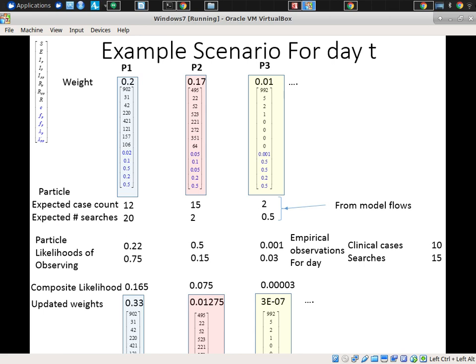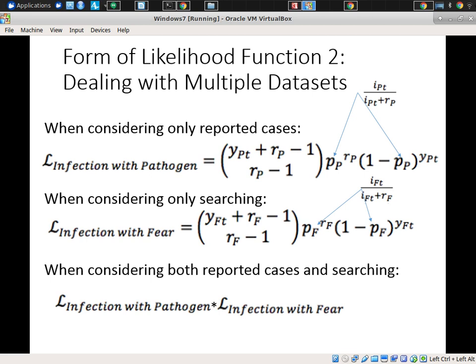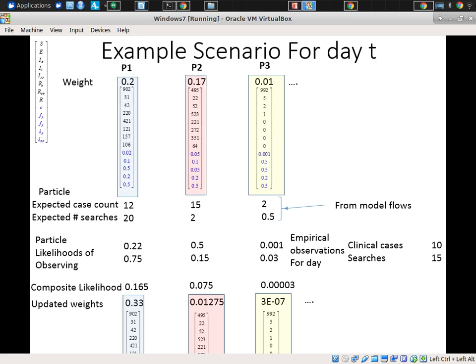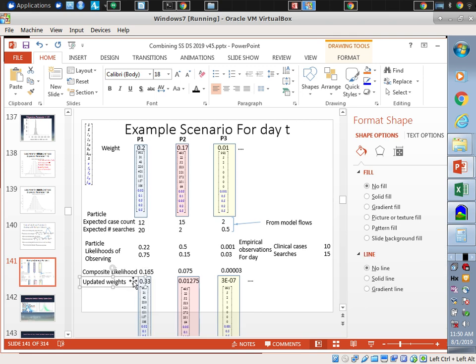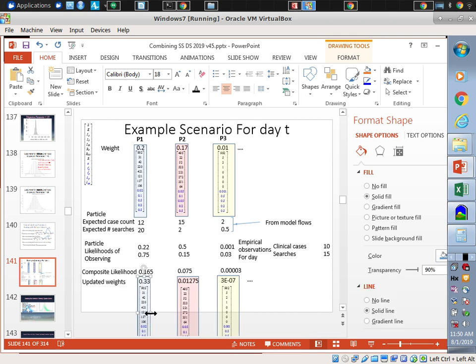To get the composite likelihood, all we do is multiply these two. That's what I said on the previous slide. The composite likelihood, the multivariate likelihood: if we have a likelihood of observing this many clinical cases and a likelihood of observing that many searches, we just multiply the two to get the likelihood we see this many cases and that many searches. That's all we do with this likelihood, and that composite likelihood then updates the weights. So this weight should be 0.033 now. There we go, 0.033.